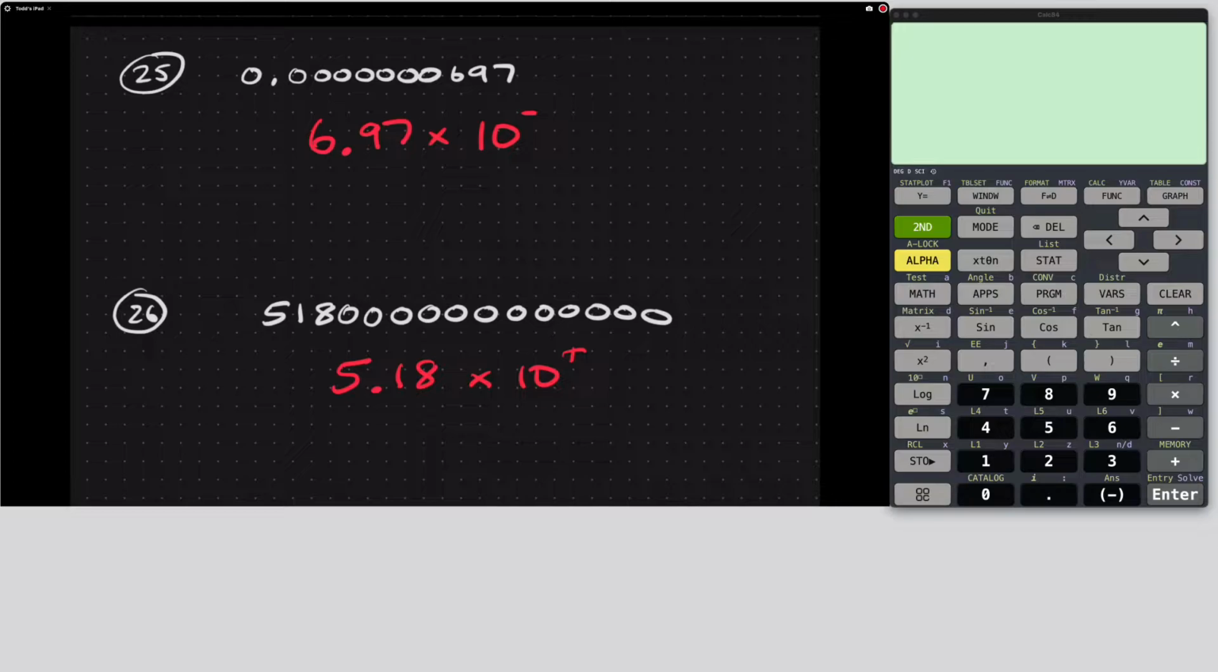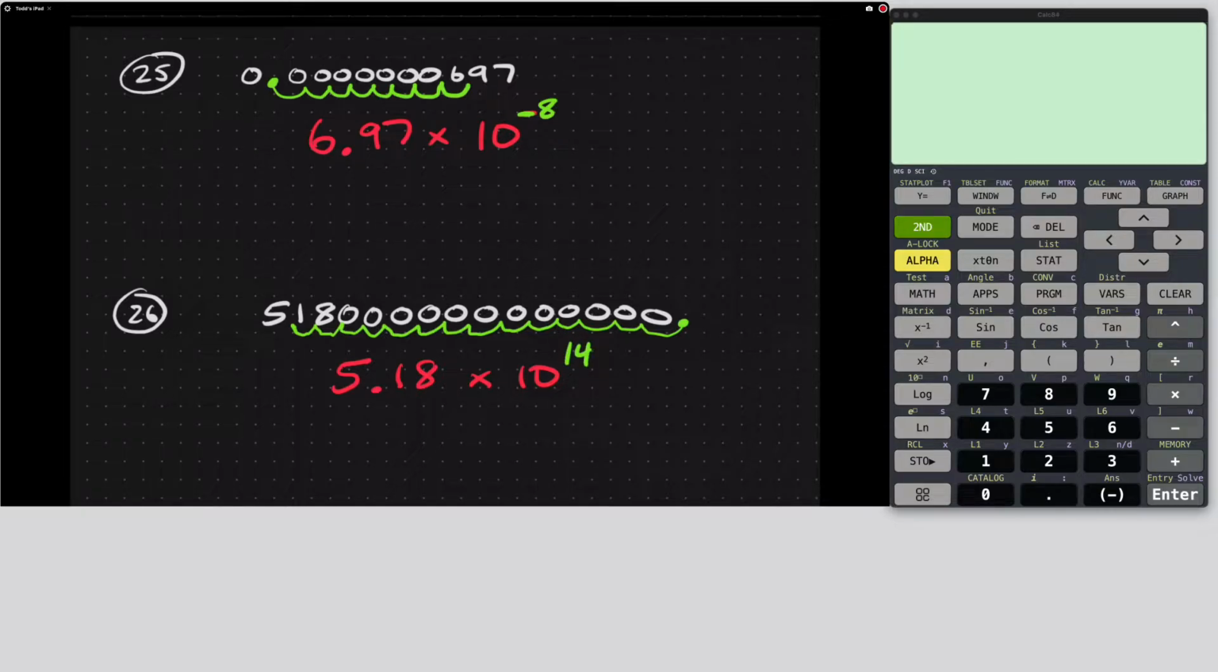Okay, so basically what I want to do is count the number of jumps it took to get from wherever the decimal is to where we want it to be. So 1, 2, 3, 4, 5, 6, 7, 8 jumps. So that would be raised to the power of negative 8 in this case. So 6.97 times 10 to the negative 8. And if we take a look at this one, 1, 2, 3, up to 14, that'll be times 10 to the power of, now we don't need to write the little plus sign, 10 to the power of 14.